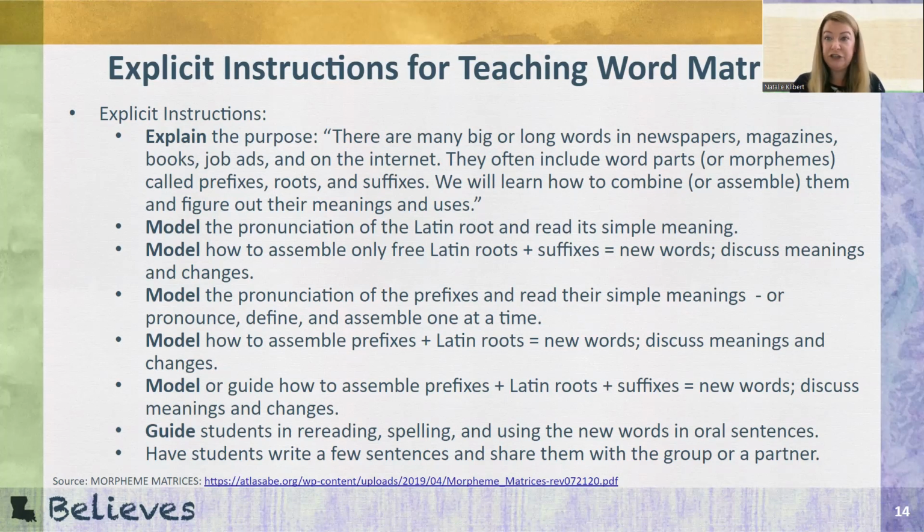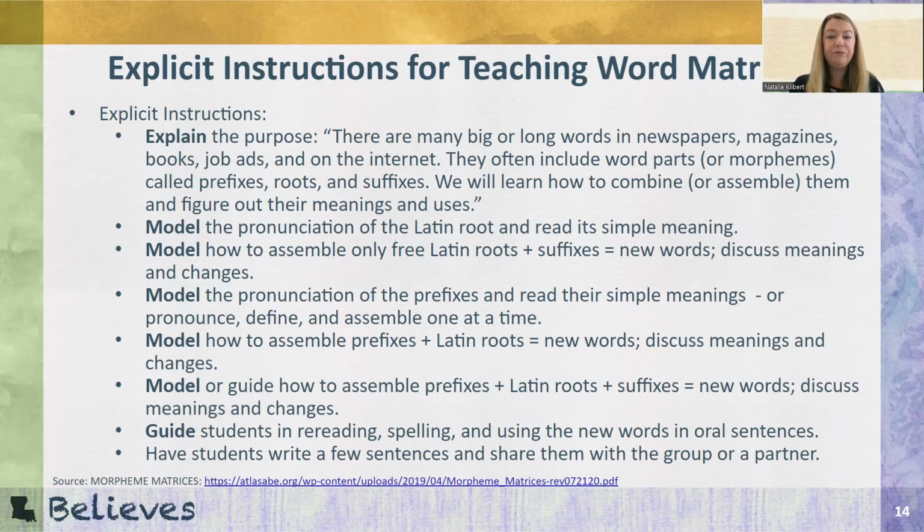The very first thing I want to do as a teacher is model the pronunciation of the Latin root, and I want to read its simple meaning. And I'm going to show you that on the next slide. Then you're going to model how to assemble only free Latin roots and suffixes. If they've never seen morphology ever in their little lives, you want to start kind of basic and then build, okay? So freestanding Latin roots are words that can stand on their own. These are words like play and show. It's not struct. Struct can't be its own word. It has to have a prefix or a suffix to function, okay?